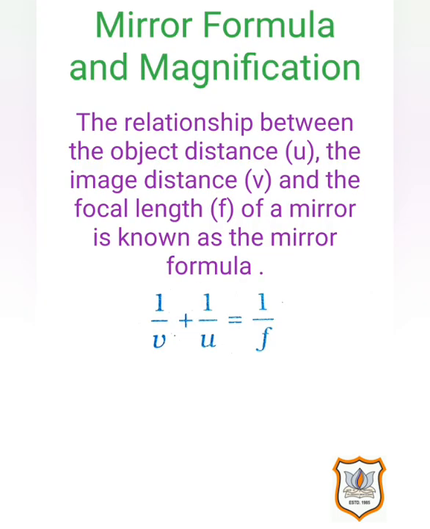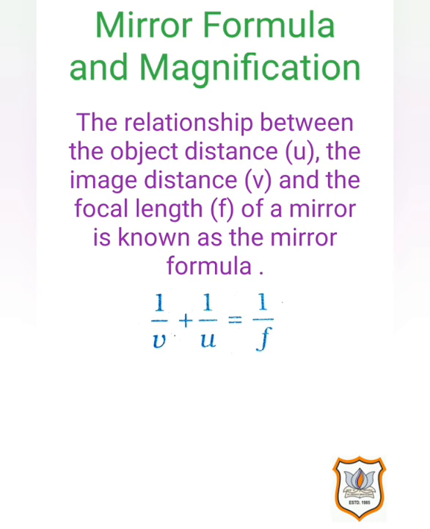Next topic, mirror formula and magnification. Let us start with the mirror formula. In a spherical mirror, the distance of the object from its pole is called the object distance, denoted by small u, while the distance of the image from the pole of the mirror is called the image distance, denoted by v. And we know that the pole is the origin. Also we know that the distance of the principal focus from the pole is known as the focal length, denoted by small f. We have already discussed this in previous videos.